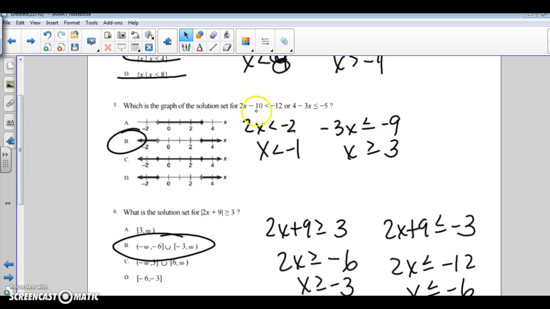Number 5, we're going to solve out, so I'm going to add 10 and get -2. Divide by 2, we get x is less than -1. Now, can't be A because that's not less than -1. Can't be C because it's not equal to there. Can't be B because it's not equal to there, so it has to be B. You solve the other one out though, you subtract 4, you get -9. -3x is less than or equal to -9. Divide, you get x is greater than or equal to, so you have to flip the sign, 3.